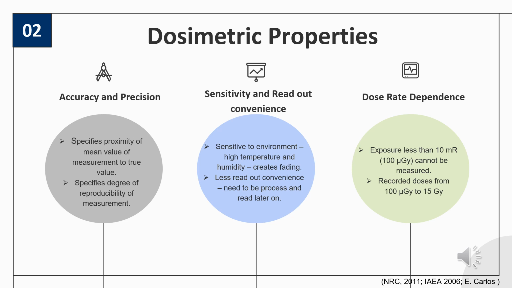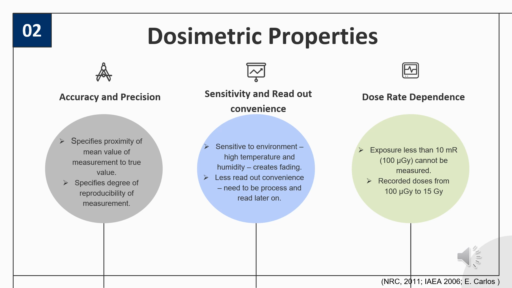Next is the sensitivity. Film dosimeter is sensitive to environment, so if the environment gives a high temperature and humidity, it will create fading. Moreover, film dosimeter has less readout convenience, which means it needs to be processed first and read later on. The third property is the dose rate dependence.